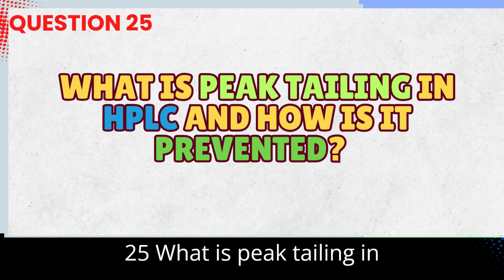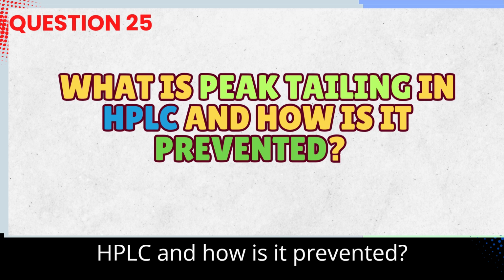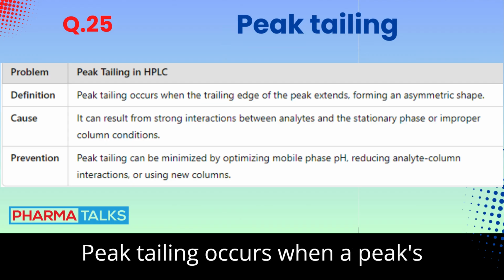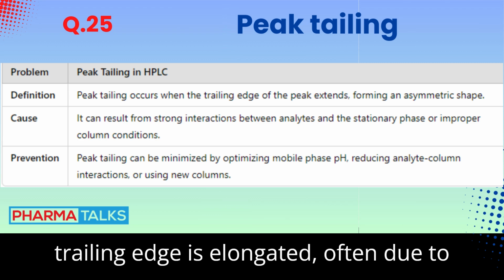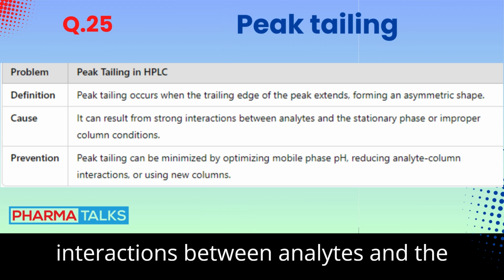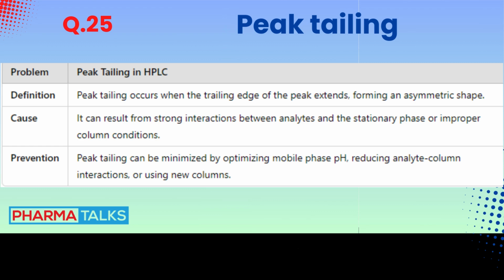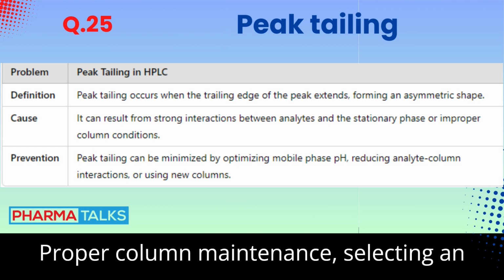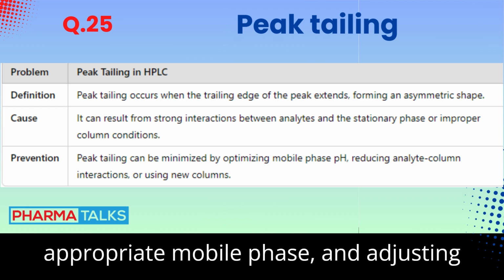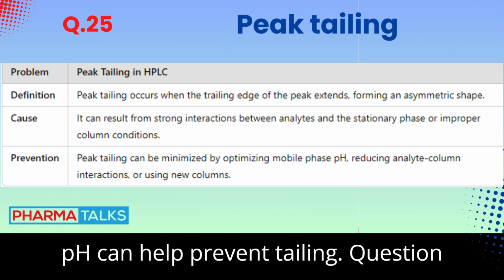Question 25. What is peak tailing in HPLC and how is it prevented? Answer. Peak tailing occurs when a peak's trailing edge is elongated, often due to interactions between analytes and the column that are too strong or uneven. Proper column maintenance, selecting an appropriate mobile phase, and adjusting pH can help prevent tailing.